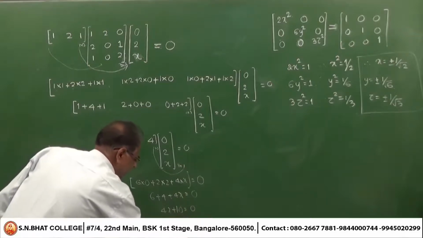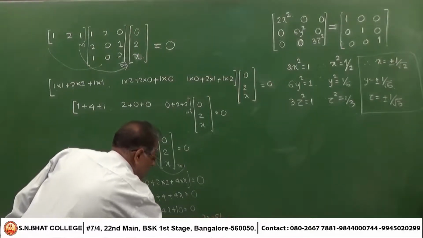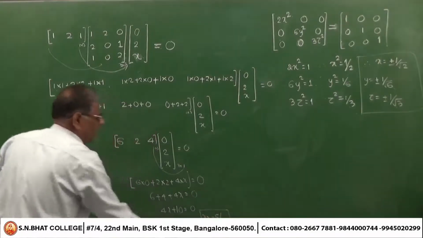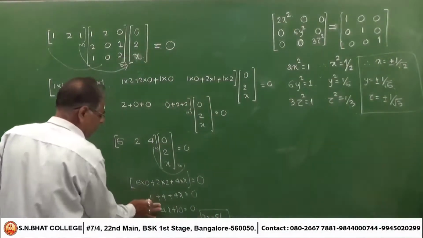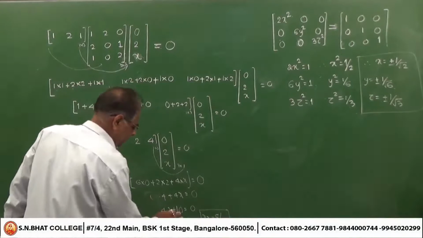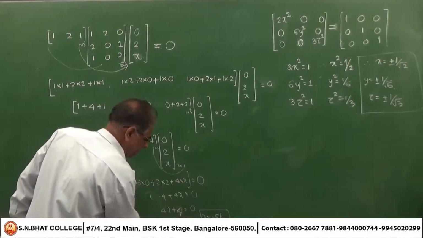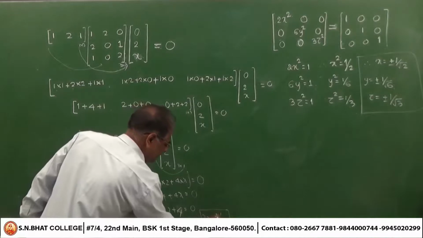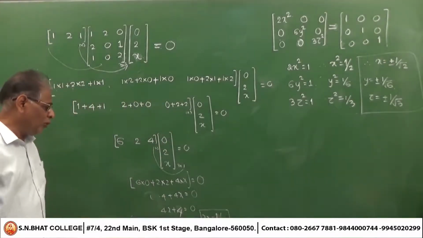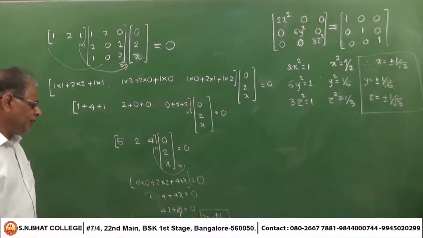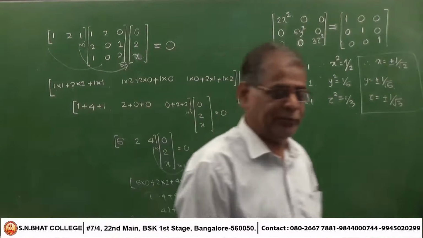4x is minus 10. x is minus 5 by 2. This is 6. x is minus 1. Yes? x is minus 1. Is it right? 4 plus 4x is 0. 4x is minus 4. x is equal to minus 1.